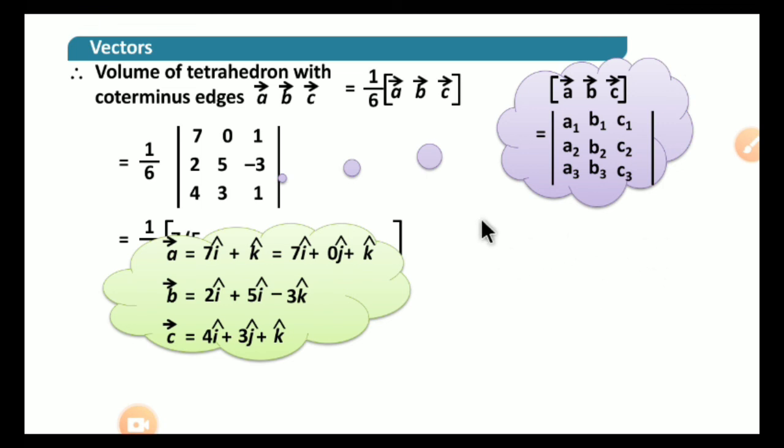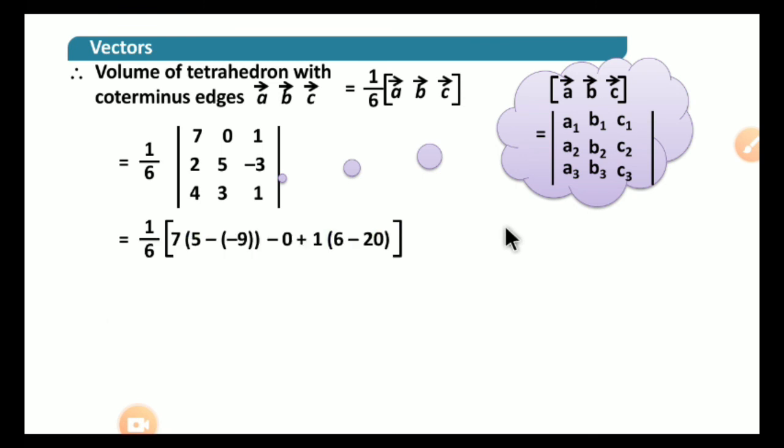here we will get 7 into the bracket of 1 minus minus 9, next minus 0, and here I am not going into the corresponding determinant. So plus 1 into the bracket of 2 into 3 is 6 minus 1 into 4 is 4. Therefore this is equal to 1 by 6 into the bracket of 7 into 10, which is 70, and 6 minus 4 is 2.